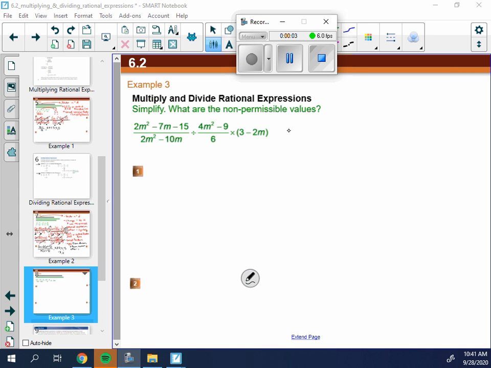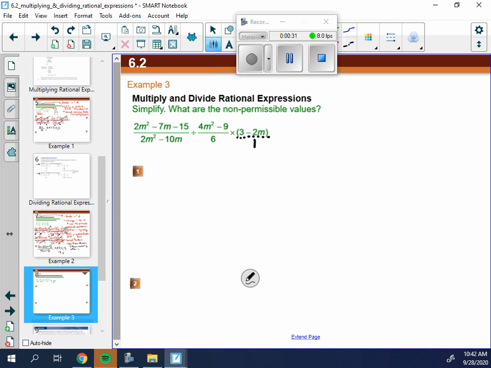3. Simplify, and what are the non-permissible values? So we have this (2m squared minus 7m minus 15) over (2m squared minus 10m). Then we're dividing by another rational expression, and then we're multiplying by a third rational expression. I, first of all, would put that third rational expression over 1, so I don't get confused about where that 3 minus 2m goes. Now I can clearly see it's a numerator piece.